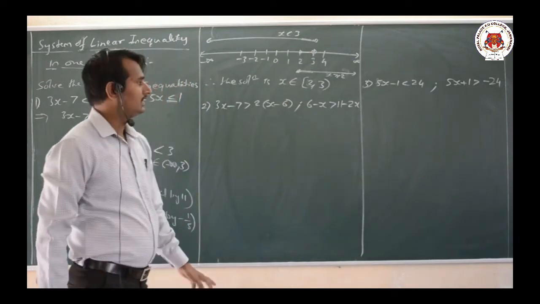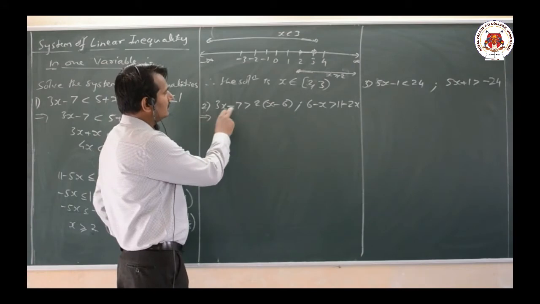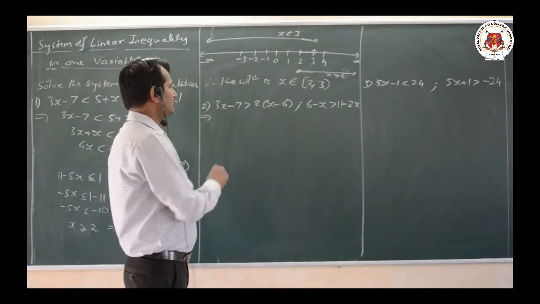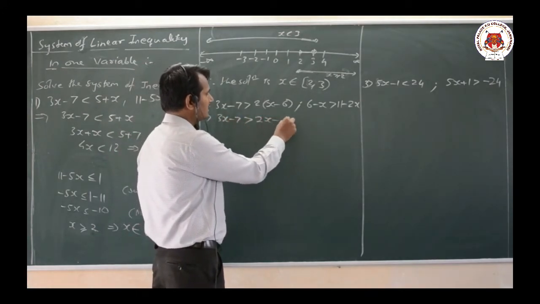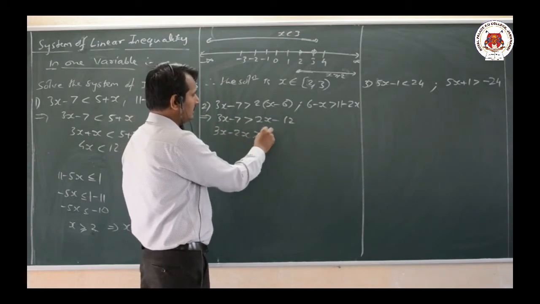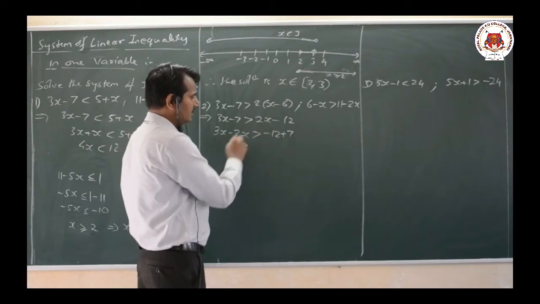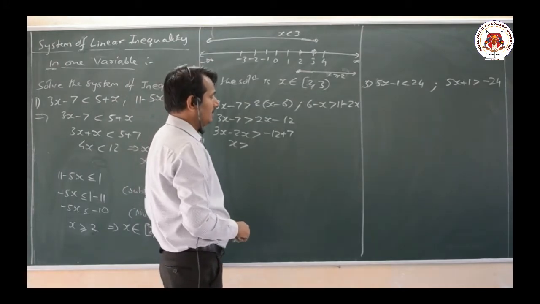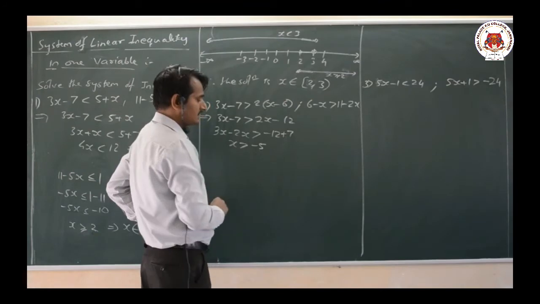Okay, that is one. Next we shall start the next example, that is 3x minus 7 greater than 2 into x minus 6. We shall solve it, that is 3x minus 7 greater than 2x minus 12. I will solve it: 3x minus 2x greater than minus 12 plus 7, that is x greater than minus 12 plus 7. What is the value here? That is minus 5, so x is greater than minus 5.